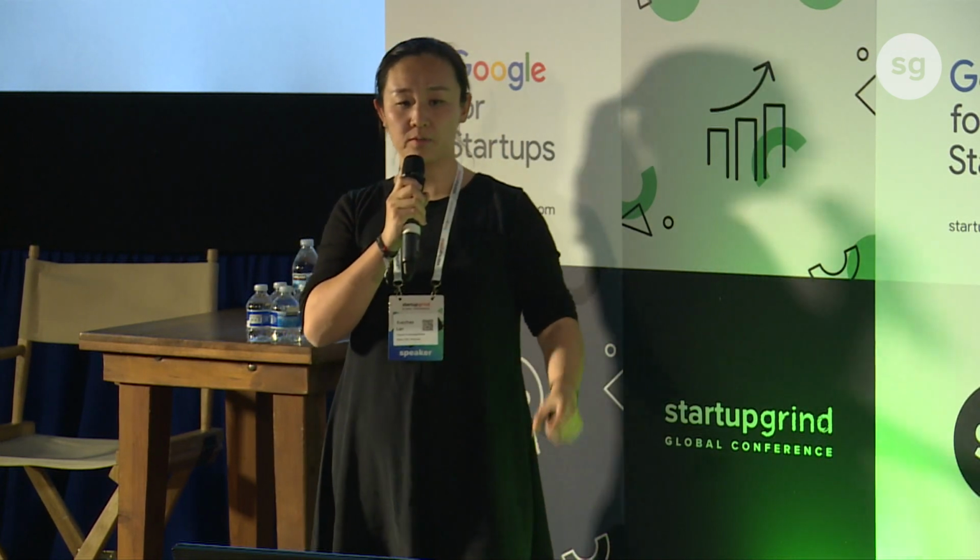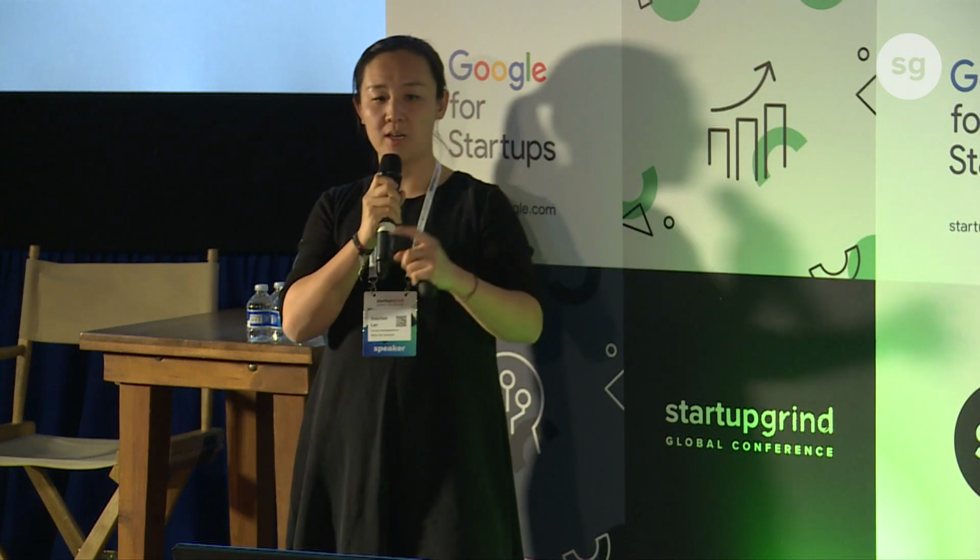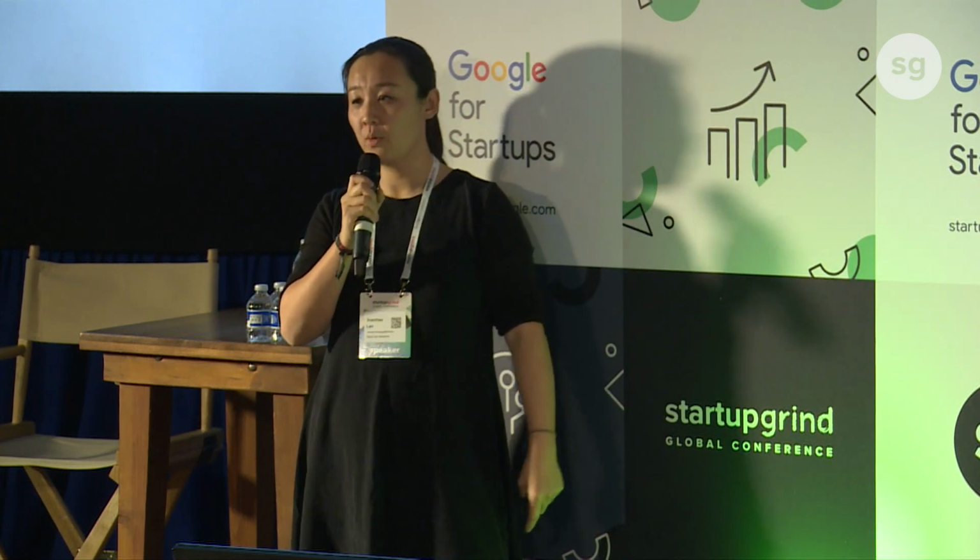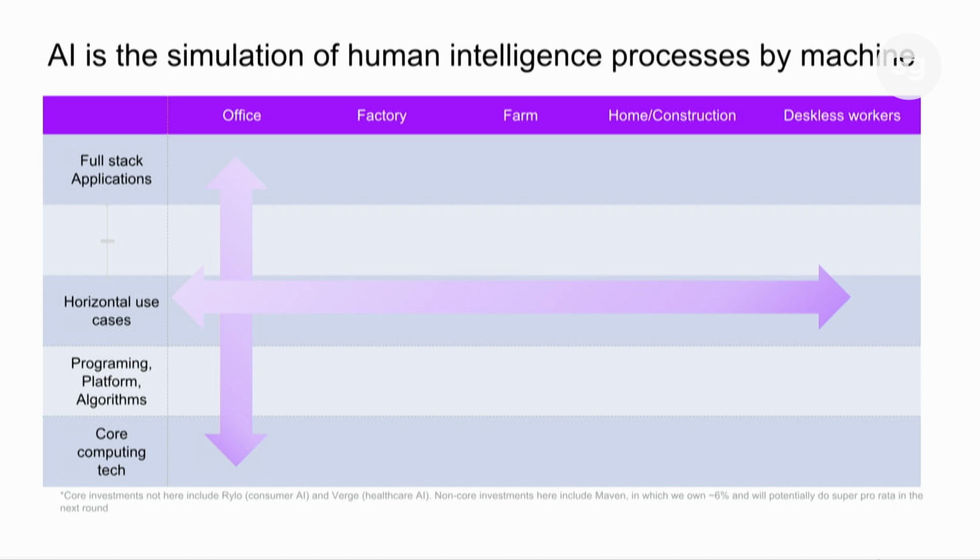In terms of verticals, the second dimension is the different spaces we invest in. We start from office applications like workflow tools to deskless workers, people who are in factories, farms, home construction, logistics, supply chain, and some healthcare as well.